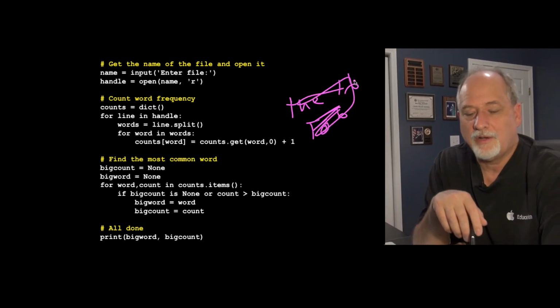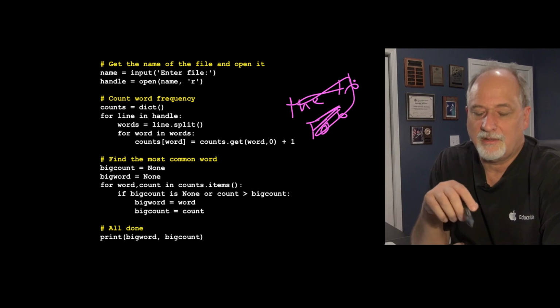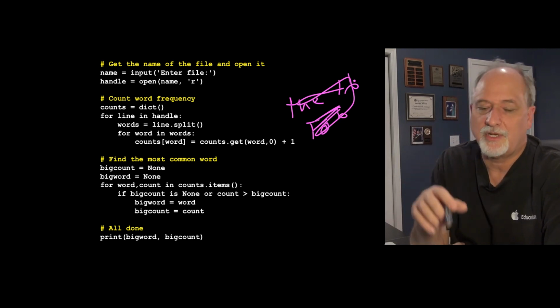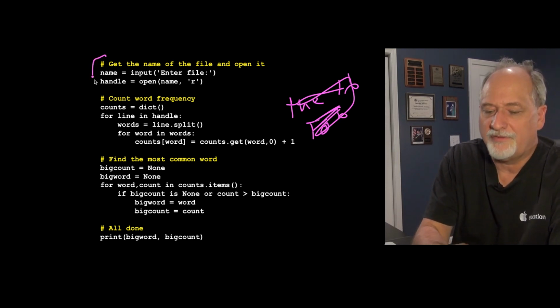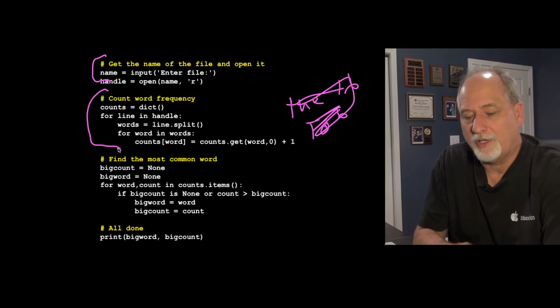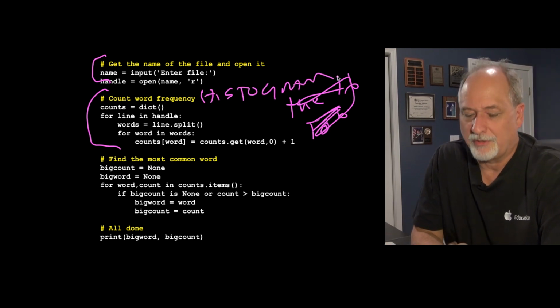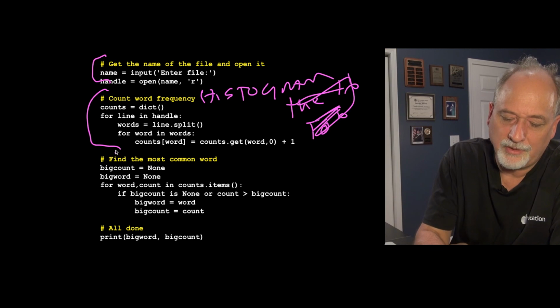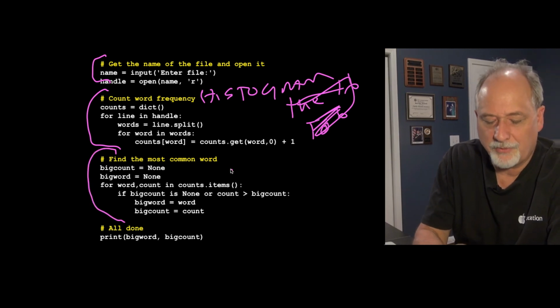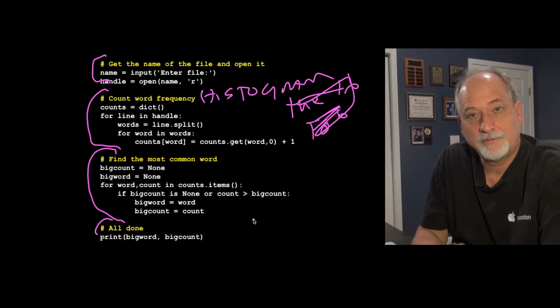But what we've done here is I've added some comments that are really for human consumption. So this first paragraph is get the name of the file and open it. The second paragraph is count the word frequency. Maybe I should have said histogram here. Count the word frequency and assemble a histogram. And then here I'm putting this pound sign in, find the most common word, and then I'm all done. I print the stuff out, right?